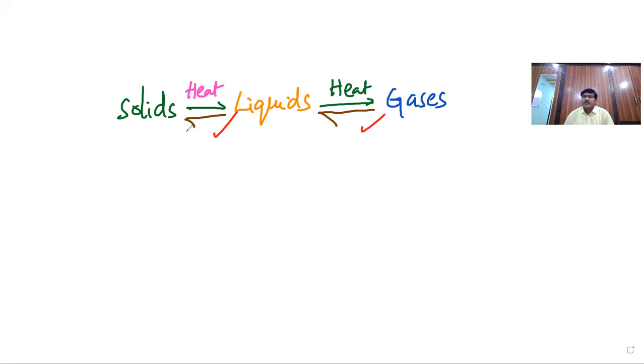Clear? A simple example: you take any solid. If you heat that solid at high temperature, it will be converted into liquid. Again, if you heat that liquid at high temperature, it will be converted into vapors, gas. In reverse, if you condense, the reversible reaction also takes place. And this is the basic relationship.